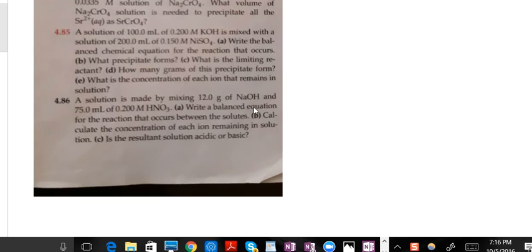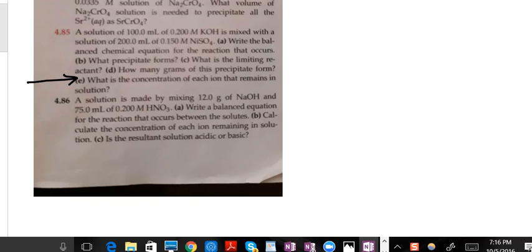Let's start by reading out question 4.851's. A solution of 100 ml of 0.2 molar KOH is mixed with a solution of 200 ml of 0.15 molar nickel sulfate. Write the balanced reaction. What is the precipitate? What is the limiting reagent? How many grams of the precipitate form? And the question that we are going to address right here is what is the concentration of each ion that remains in solution? Now, I can't really solve question E in isolation.